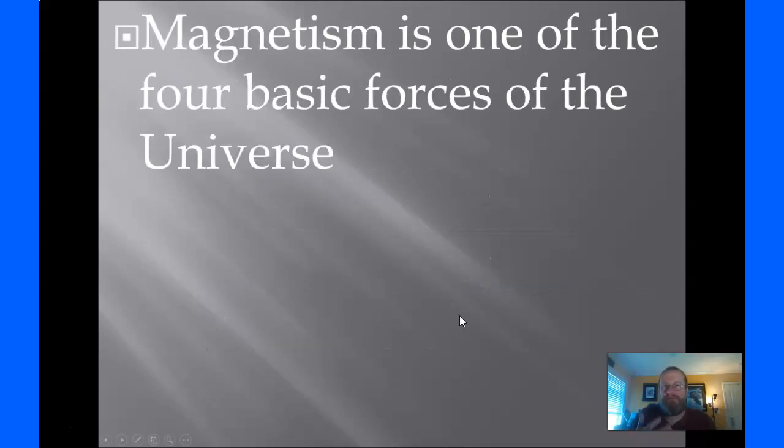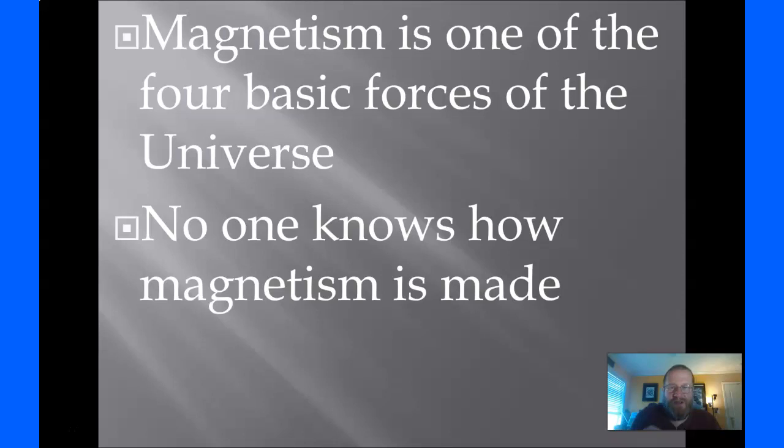It's because magnetism is one of the four basic forces of the universe. We've already looked at the strong nuclear force. We've already looked at gravity. Electromagnetism is another one. Electric force and magnetic force are related. More on that in college. Alright? Nobody knows how magnetism is made. We can find it. We can manipulate it. We can control it. But we're not quite sure why it's there or how. Not why. How it's there.